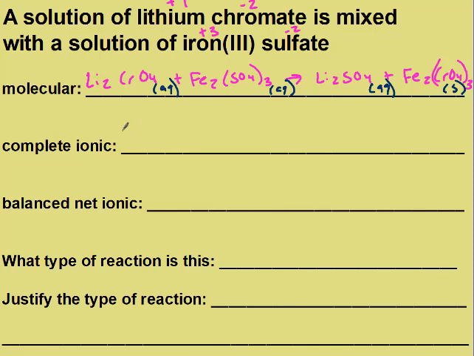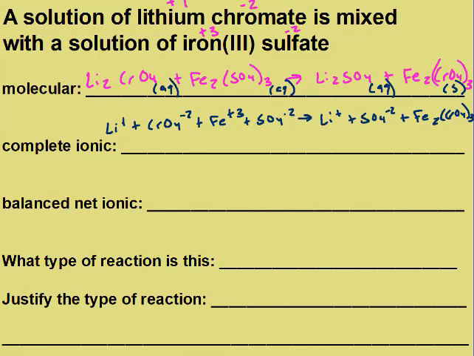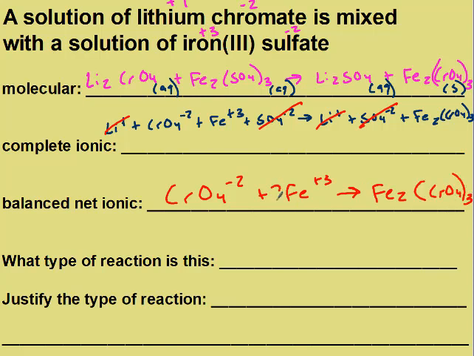So then for your complete ionic, you should have gotten this. And then your spectator ions are lithium and sulfate. And make sure that you've balanced. Go ahead and pause the video and figure out what type of reaction it is and justify that. We don't have an acid and a base, but we do have two aqueous making a solid. So this is precipitation.